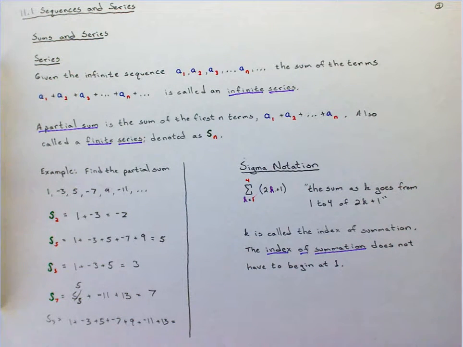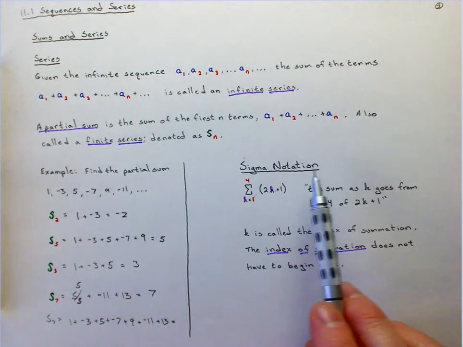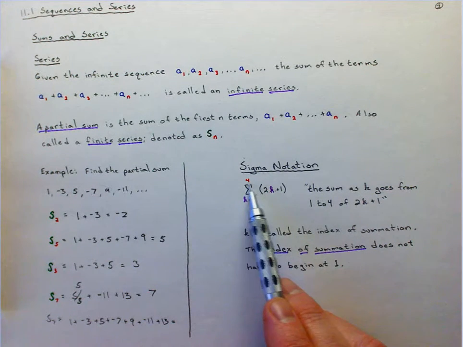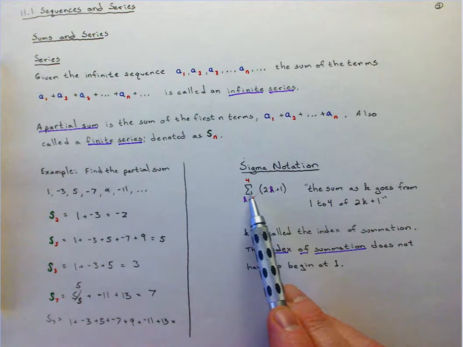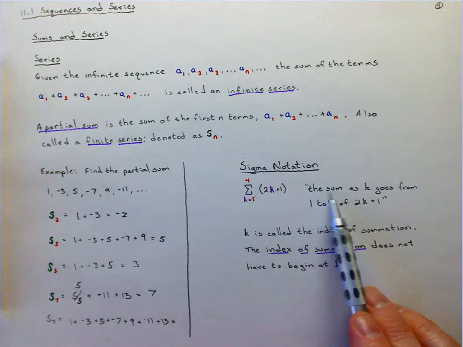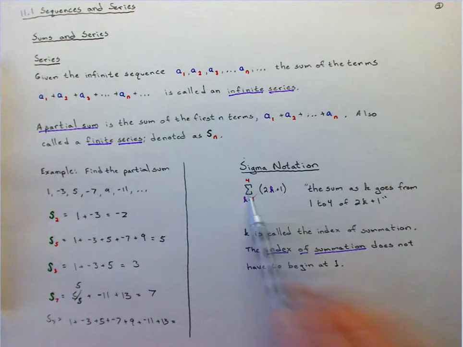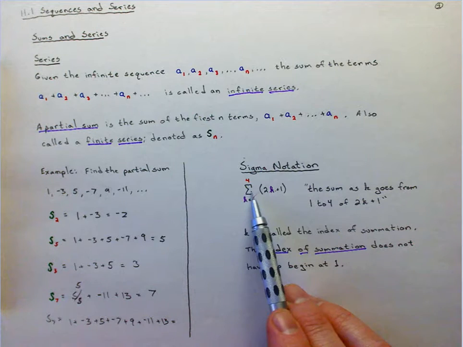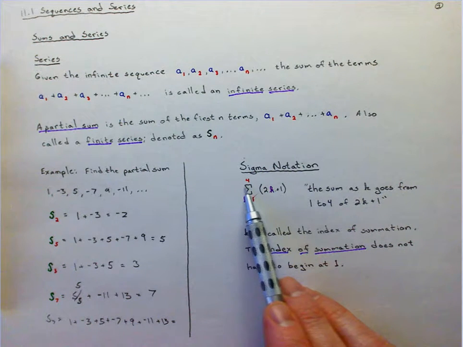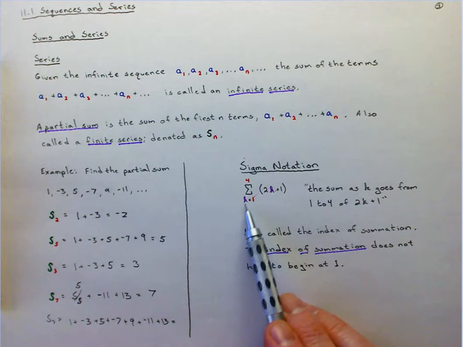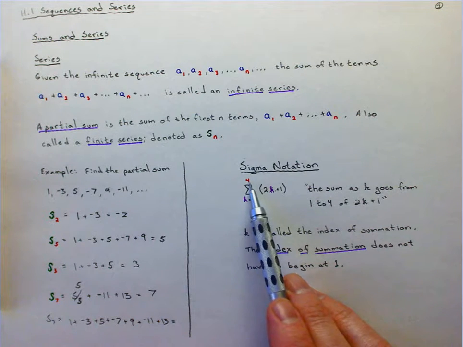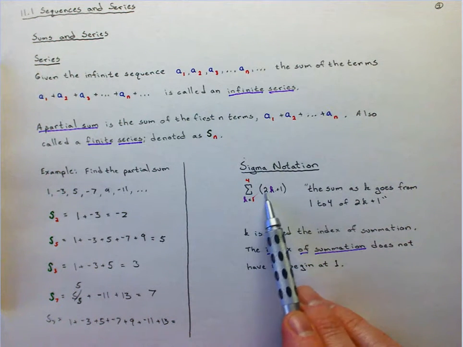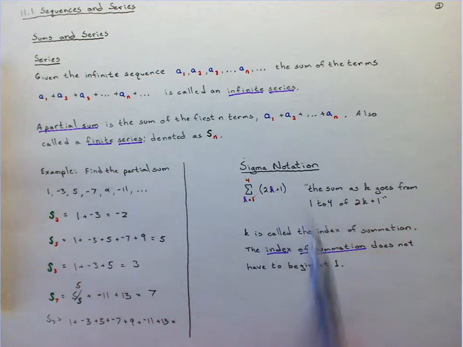The other way that we do summation is with sigma notation, and this is sigma, this funny looking E. What this says is the sum, as k goes from 1, there's my k equals 1, to 4, there's my 4. So the sum as k goes from 1 to 4 of 2k plus 1.